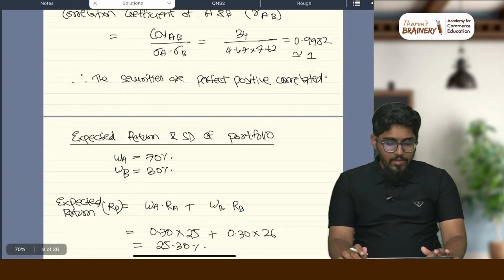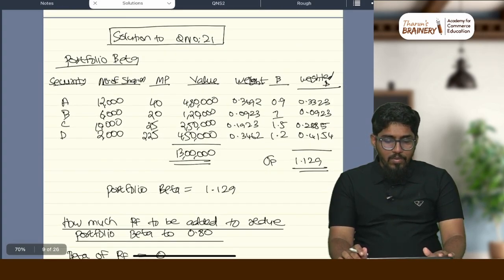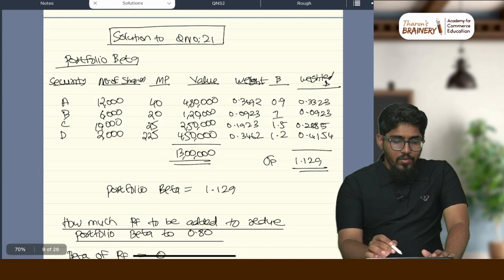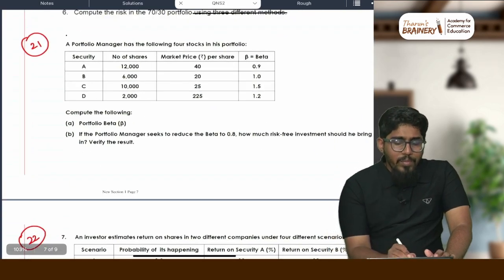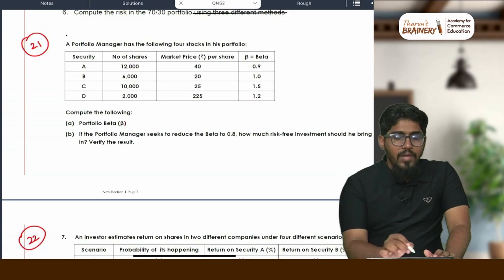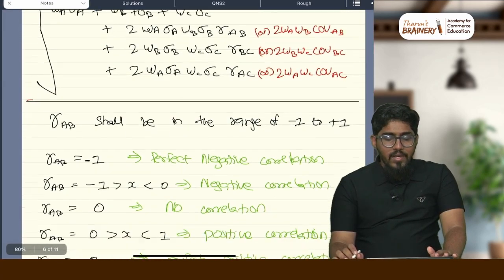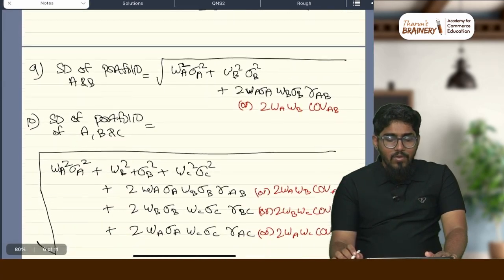20 is a very good problem. Now let us jump on to question number 21. Sir, how to calculate beta? Let us jump on to the note, sir. Till now we all are okay, sir.